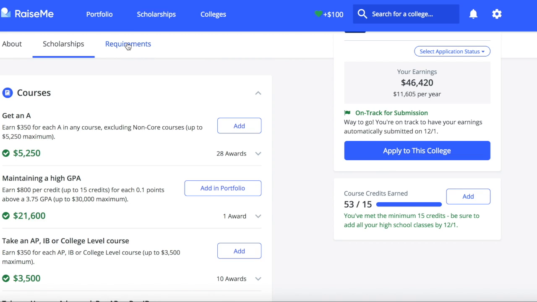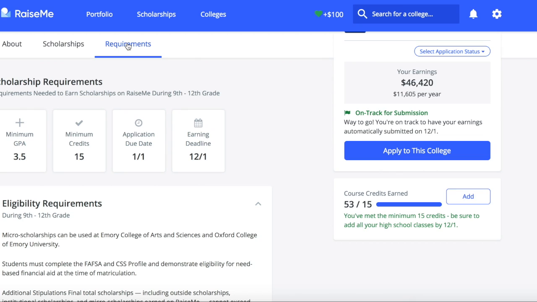Lastly, let's take a look at requirements. So every single one of the RaiseMe colleges is going to set a minimum GPA requirement in order to earn those micro scholarships. For Emory, it's a 3.5. So again, this is setting a standard that I should be aware of and try to meet.